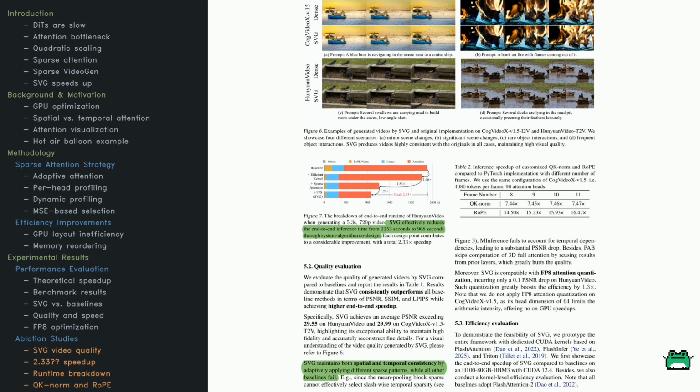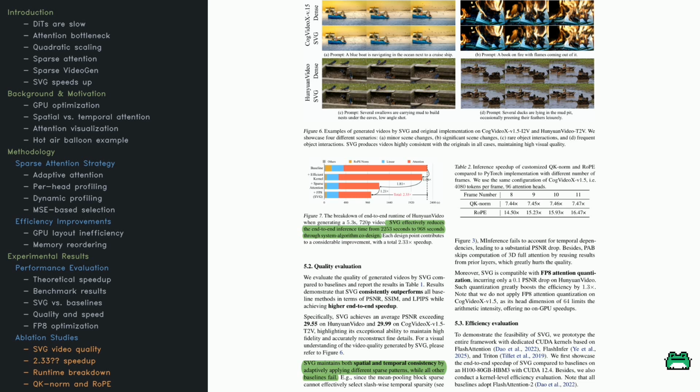Now, check out Table 2. It zooms in on specific speed improvements from QK norm and rope optimizations. QK norm gives a 7.47 times boost, while rope nearly quadruples performance at 16.47 times speedup. These optimizations work by making tensor computations more GPU-friendly, allowing video diffusion transformers to run significantly faster without hurting quality. The takeaway? SVG isn't just faster, it's smart about where it cuts computation.